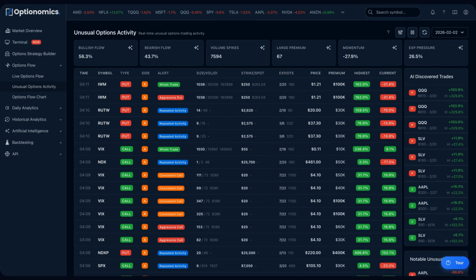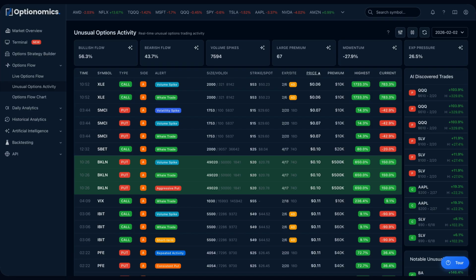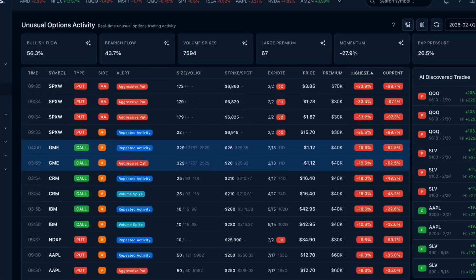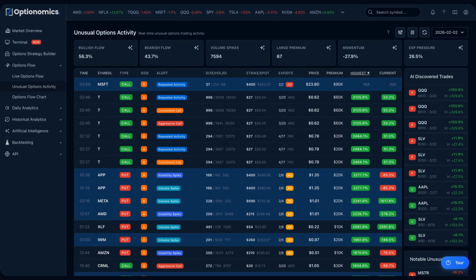Expiration and DTE refer to when the option expires. Price is the price paid per contract, and premium is the total dollar amount paid for that trade. You will also see the highest and current return of the trade. This allows you to track how the trade has performed since it was detected. We monitor the alerts only for 5 days.